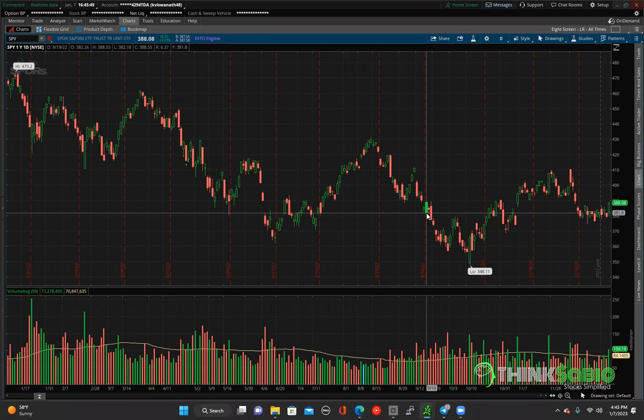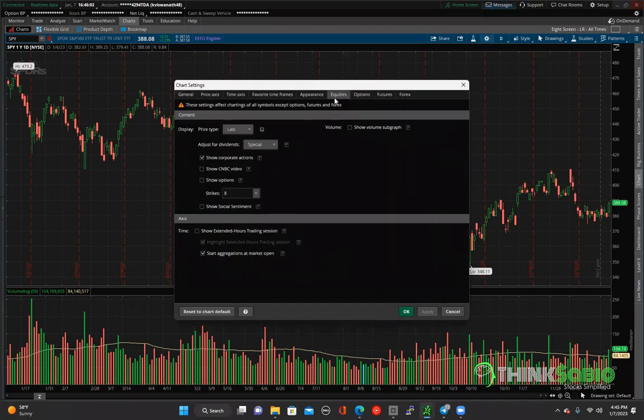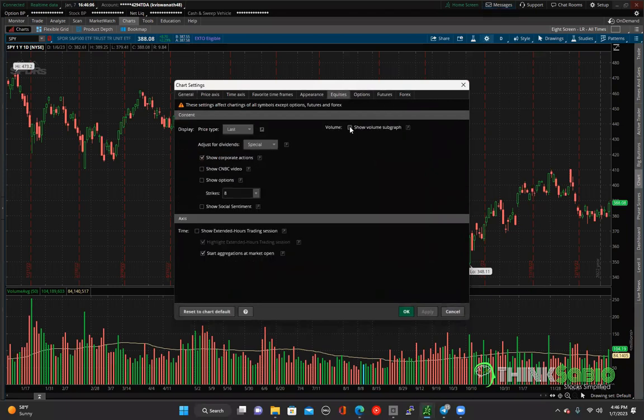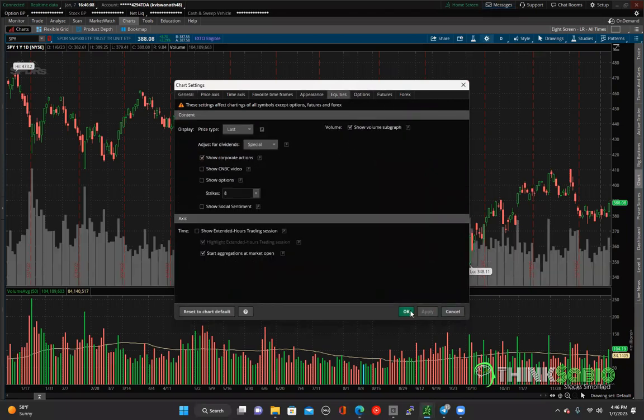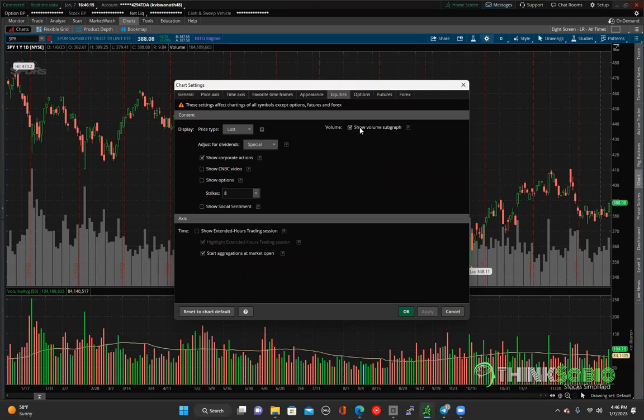Any candle. For example, this particular candle opened low but closed high. That means it's a green day, so the volume will show as green. You can also have plain volume. If you go to settings, then equities, you can check this. It doesn't even show you color. It will simply show you the volume. That's one way of looking at it.